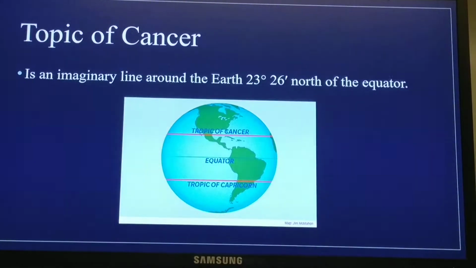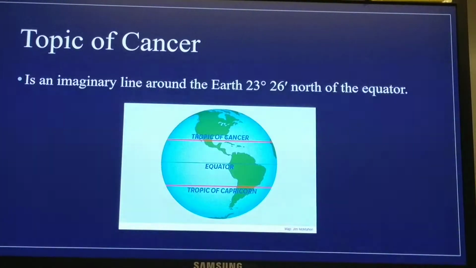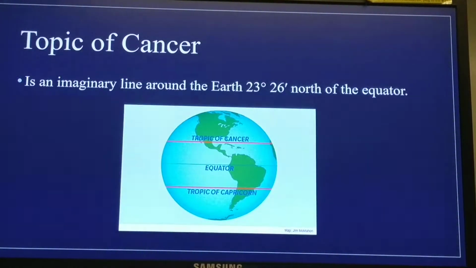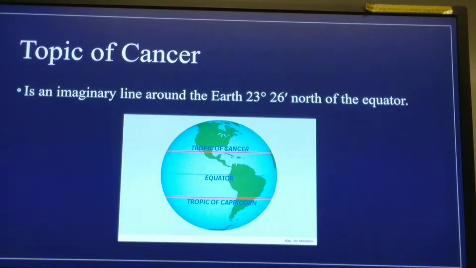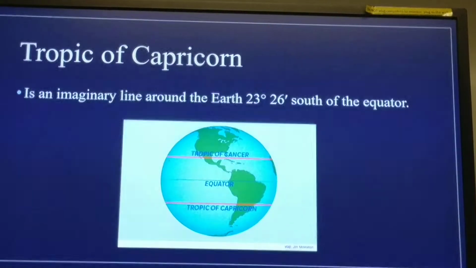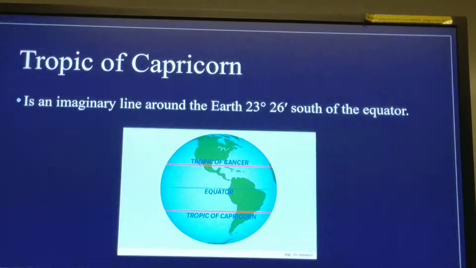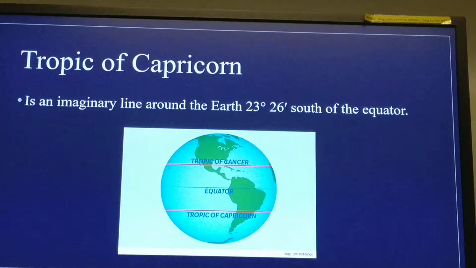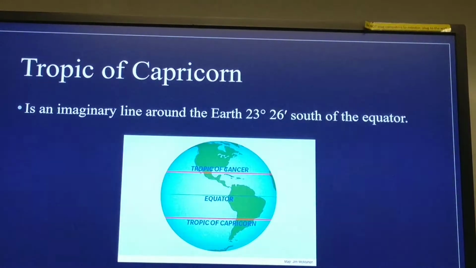The Tropic of Cancer is an imaginary line around the Earth, 23 degrees north of the equator. So the Tropic of Cancer would be on the northernmost part of the Earth. The Tropic of Capricorn is the imaginary line on the Earth, 23 degrees south of the equator. So it's the line that is under the equator, more towards South America.